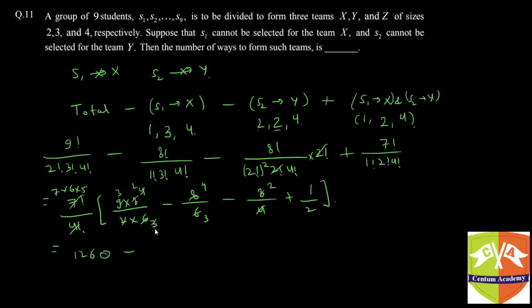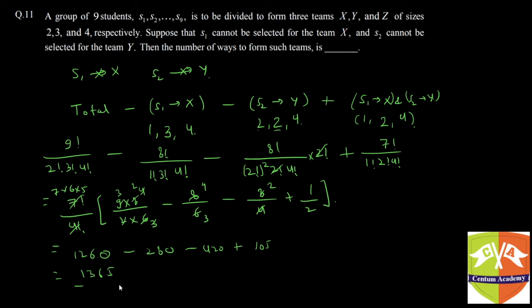Minus, this is how much? 3 2s are 6, 5 2s are 10, and 7 4s are 28. So minus 280. Minus, this is 2. So 5 2s are 10 and 7 6s are 42. So minus 420 and plus half of this, which is 105. So overall we have how much?